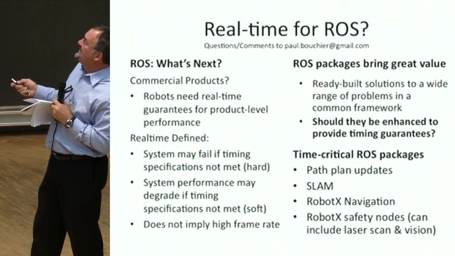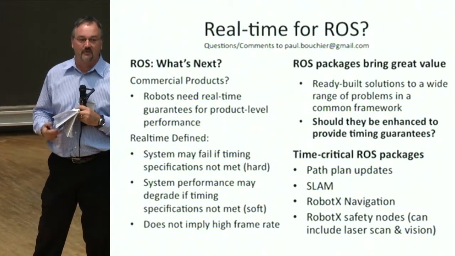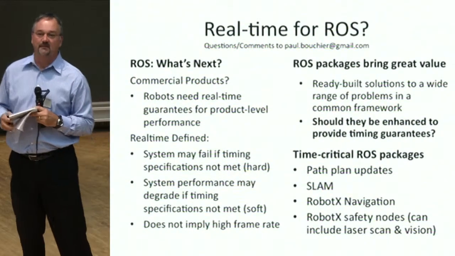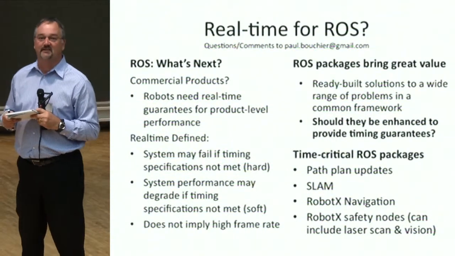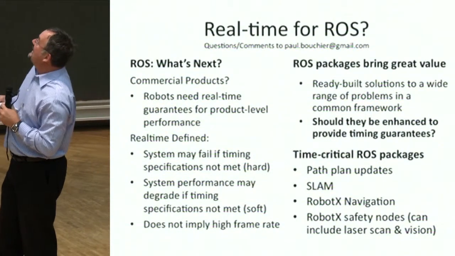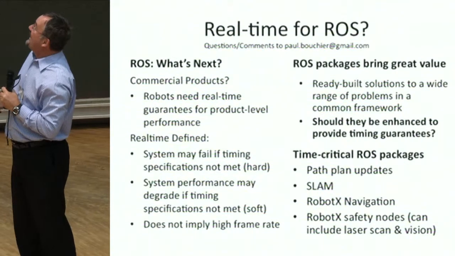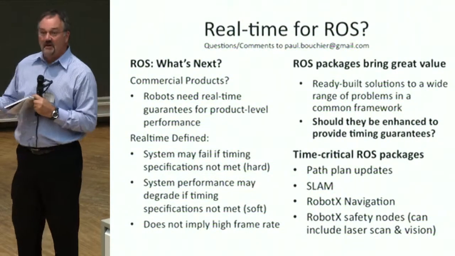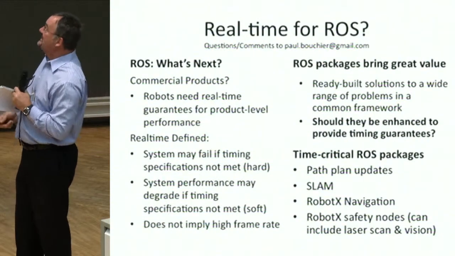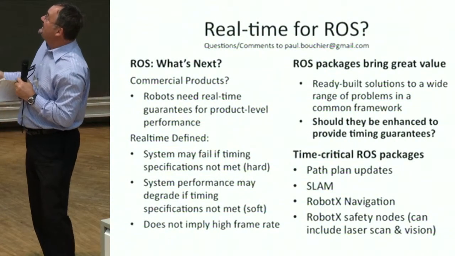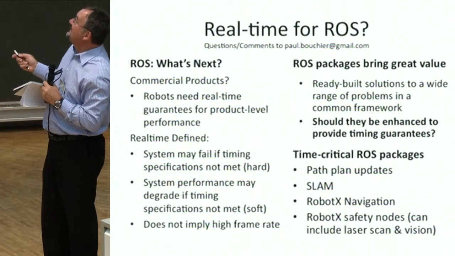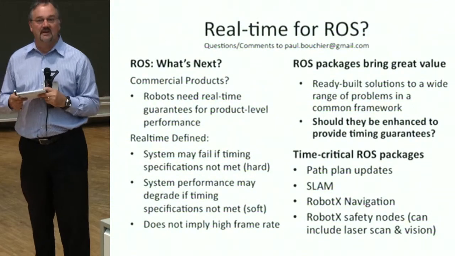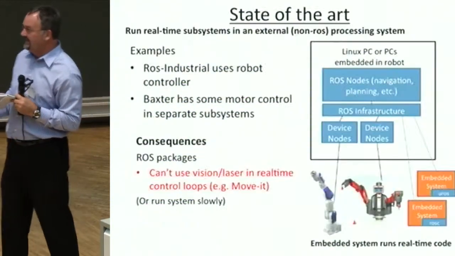So I've got a definition here, slightly different from the one the gentleman from BMW cited. It is frequency rate agnostic. If the system fails, then it's considered to need hard real-time. ROS has many packages that bring great value, but the question I'm asking you is, should they be enhanced to provide timing guarantees? Here are some examples of ROS packages that clearly relate to time and to robot motion and adaptation as time goes on. Next slide.